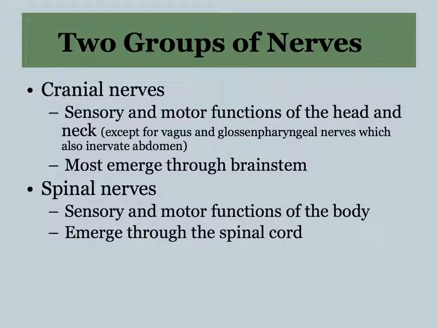When it comes to the nerves, there are two main groupings that we're going to be talking about. First, we're going to talk about the cranial nerves. These are the nerves that provide sensory and motor functions to the head and the neck. Most of the cranial nerves are coming out of the brainstem, or you could think of coming into the brainstem. That's where the connection point is with the central nervous system.